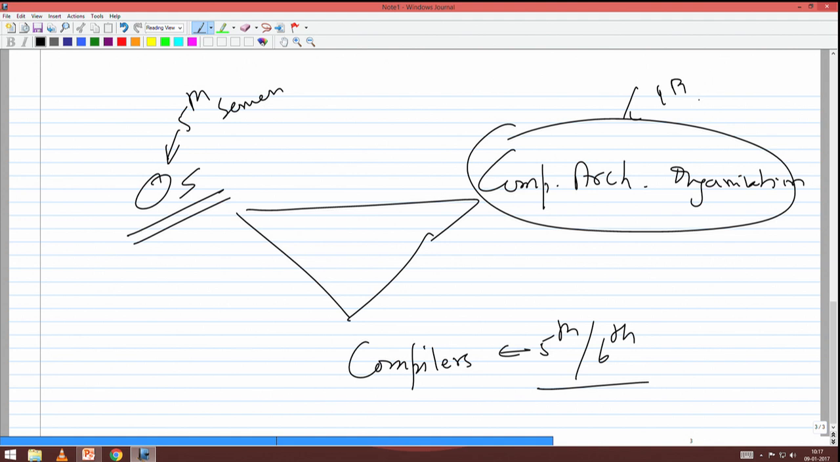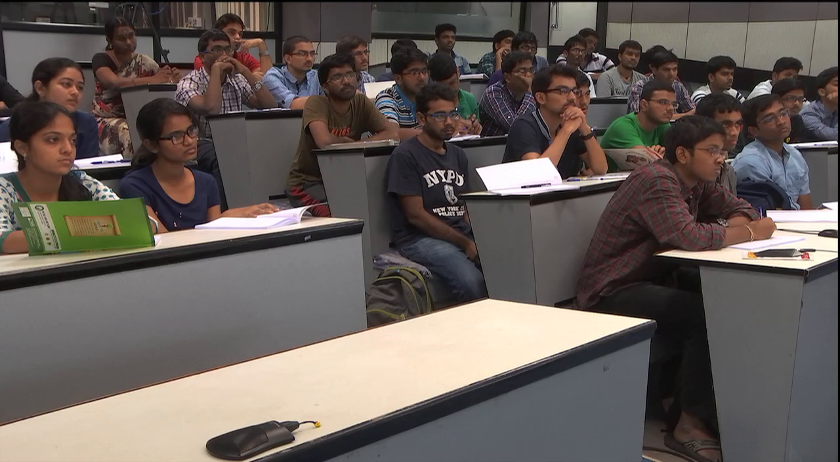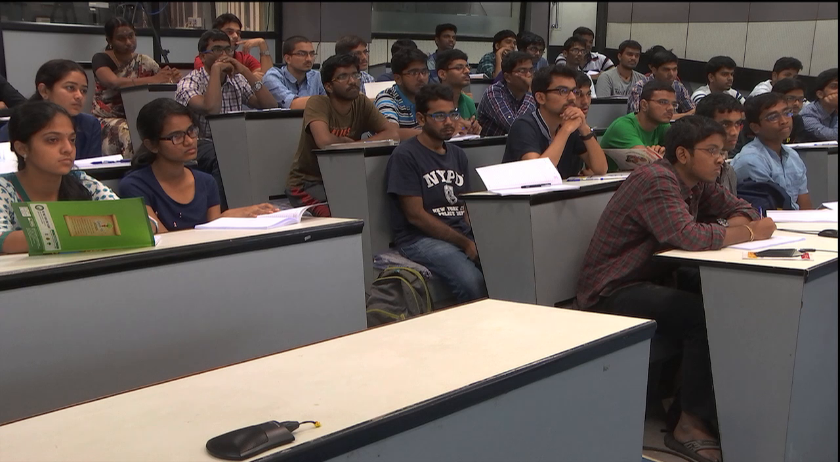And please note that all these 3 are highly interrelated. So a lot of concepts in organization will be used in OS and also in compilers. Okay, so be very attentive in the class and try to understand. And the way I have structured the course is that every time I talk about some concept, I will also talk about the operating system issue of that and also the compiler issue of that.